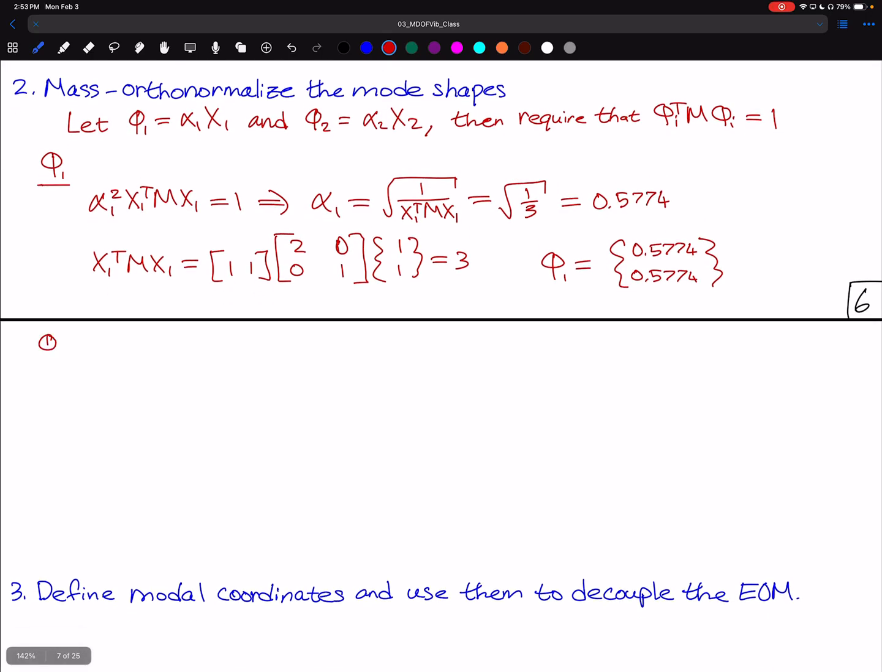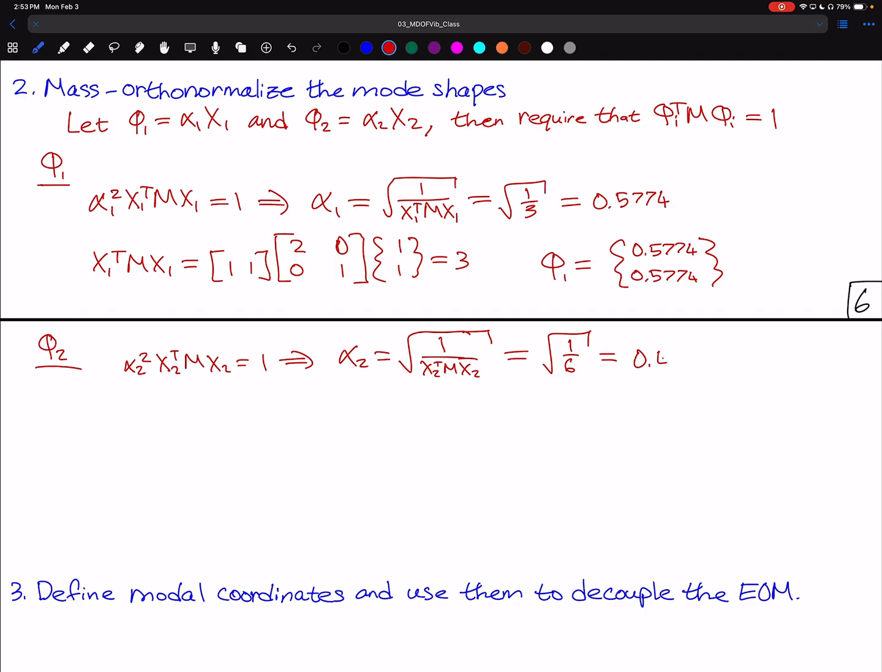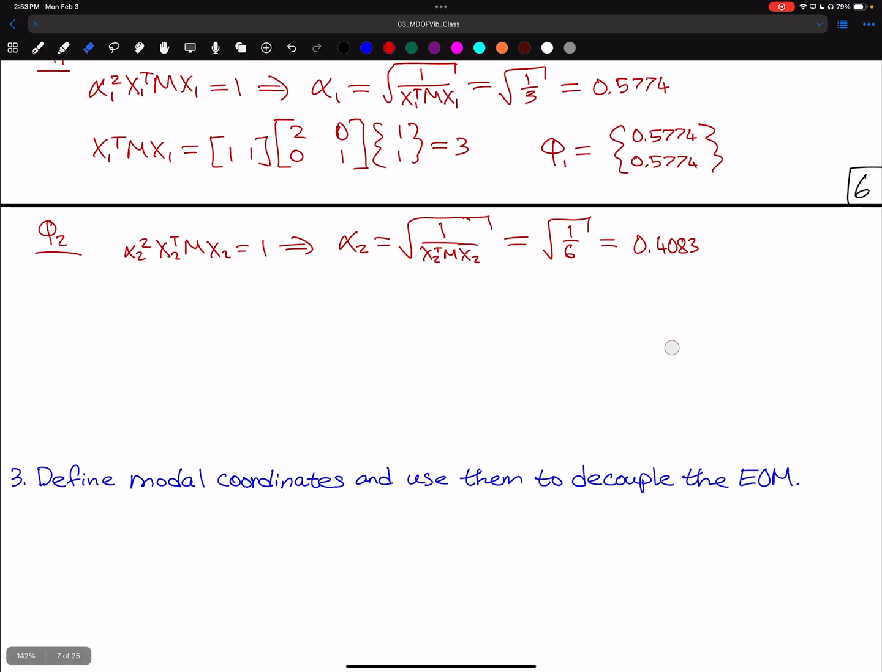We do the same process for phi 2. In this case, we'll get alpha 2 squared x2 transpose M x2 equal to 1. This means that alpha 2 is equal to the square root of 1 over x2 transpose M x2. And this turns out to be the square root of 1 over 6, or equal to 0.4083, such that phi 2 is equal to 0.4083, and then minus double that, or 0.8165.